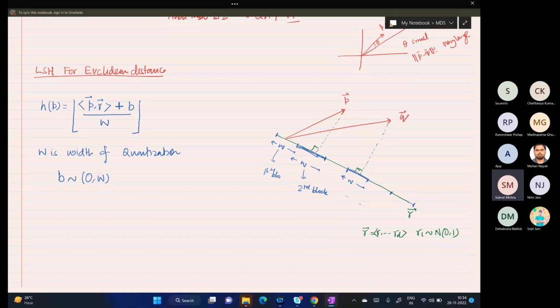What does that B mean, some kind of bias? Basically, the idea is to take a random line, project the points P and Q, and divide this line into blocks of size W. We are just adding a random offset, so that it determines where we start creating the blocks. So this is just a random offset for that.